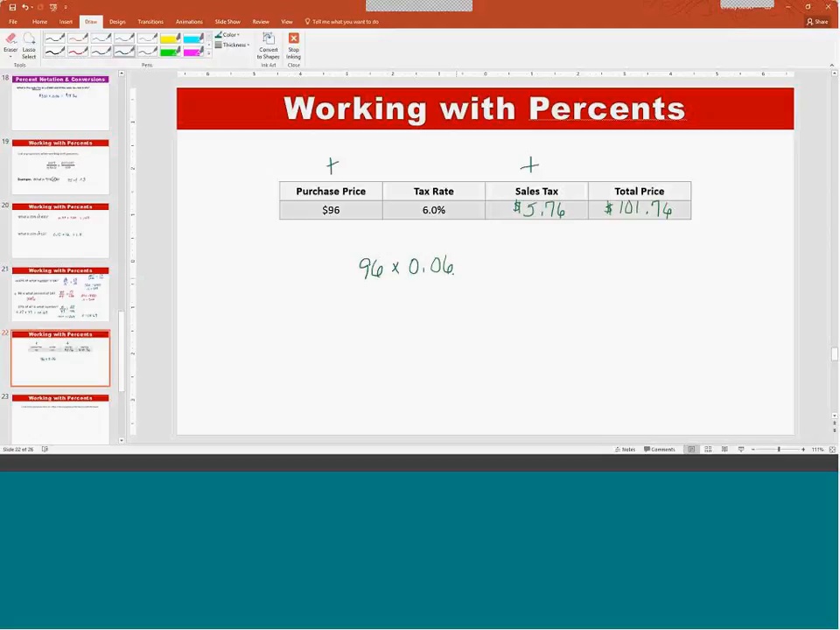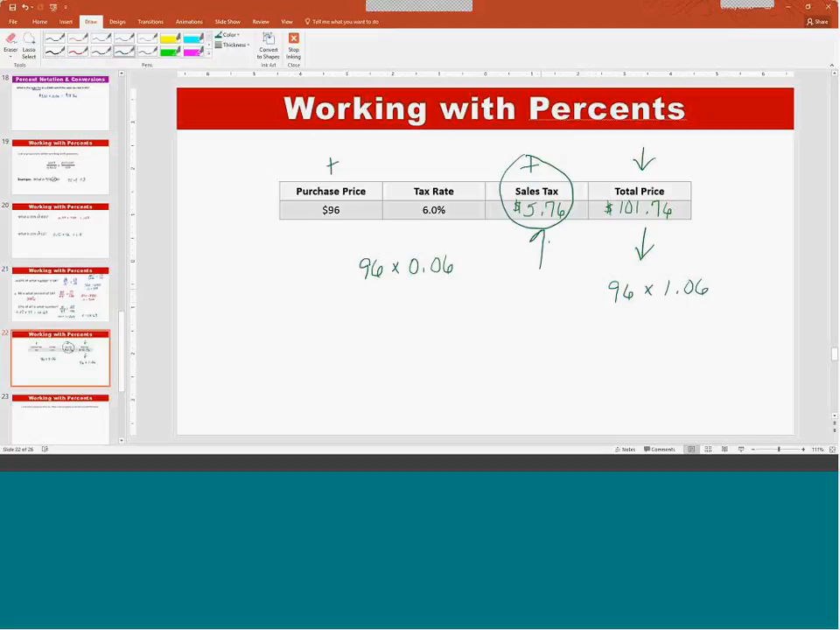A neat trick: if you didn't need to know exactly what the sales tax was, say you purchased something at $96 at a 6% tax rate, what is the total price you're going to pay? Instead of multiplying by 0.06 to give you just the sales tax, you can multiply 96 by 1.06. That's 100% of your original price, or 1, and then you're adding this 6% sales tax. This is an all-in-one step.